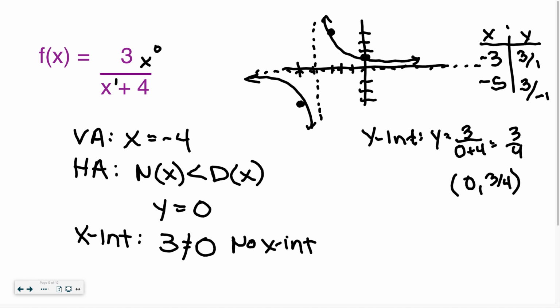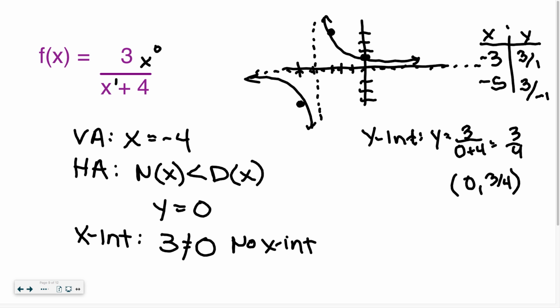Now the ones where you might need extra points are going to be if you have like 2 vertical asymptotes. Because then in the middle, that's like the weird spot. Sometimes you have a U that opens up, sometimes you have a U that opens down, but sometimes you have that cubic sort of thing. And so to determine what it's doing, you need a few points in there.